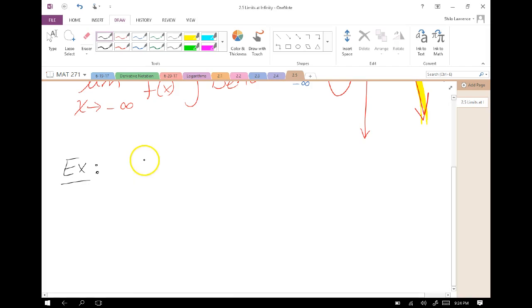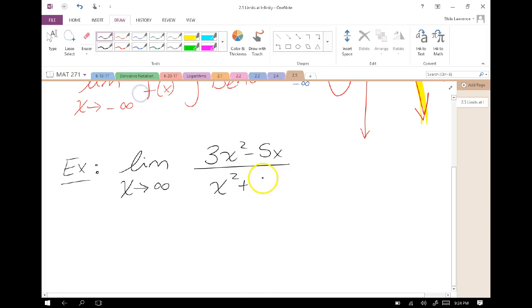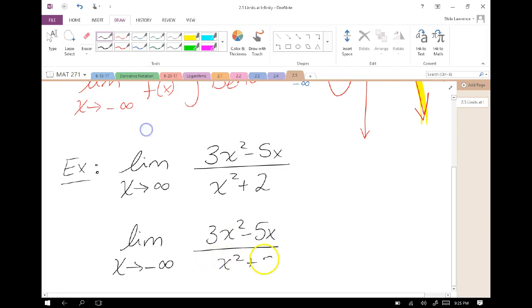We are going to try to decide the limit as x approaches infinity for, let's say, 3x squared minus 5x over x squared plus 2. And we're also going to do the other side, the limit as x approaches negative infinity for 3x squared minus 5x over x squared plus 2. So for right now, we're just going to do this graphically.